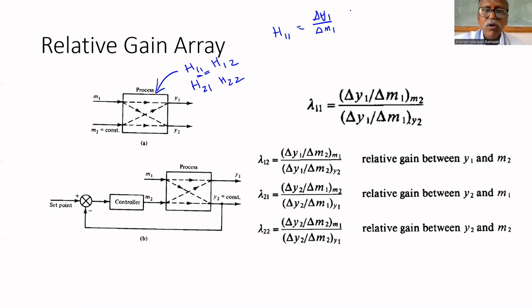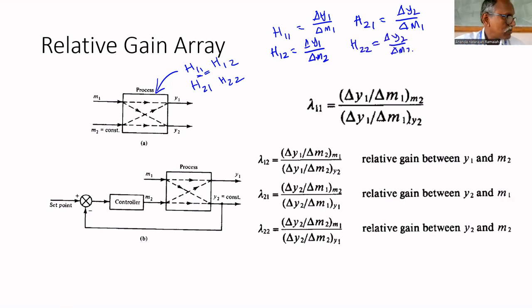While keeping M2 constant, if you find change in Y1 for change in M1, then you will get the transfer function H11. What is H21? H21 is change in Y2 for change in M1, keeping all other variables constant. What is H12? H12 is change in Y1 for change in M2. What is H22? Change in Y2 for change in M2. That is called relative gain array. The relative gain array is lambda 11, lambda 12, lambda 21, lambda 22.